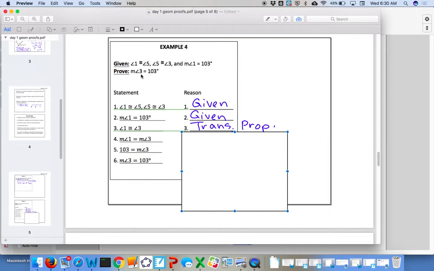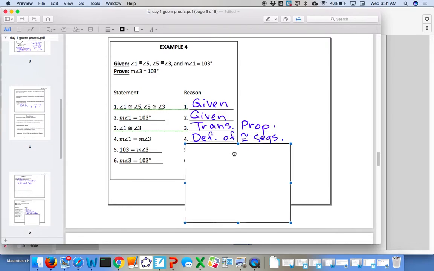And then I want to actually prove what an angle measurement is, not congruent. So anytime I need to change from congruent to equal or equal to congruence, that's just the definition of congruent segments. Or, I'm sorry, that should say congruent angles, not segments there.